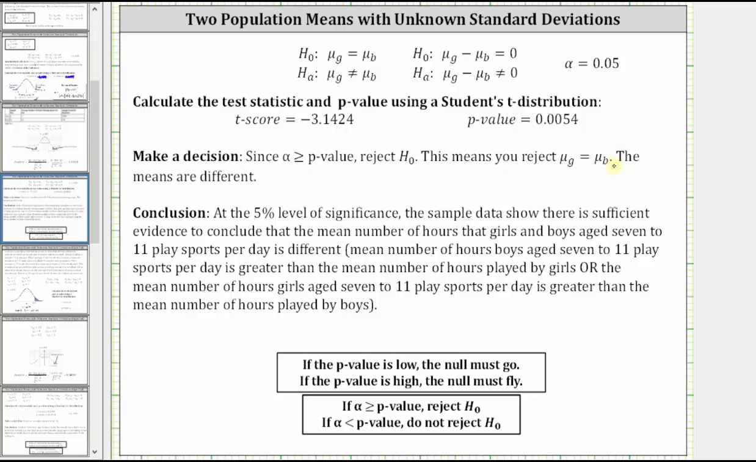Our final conclusion is, at the 5% level of significance, the sample data show there is sufficient evidence to conclude that the mean number of hours that girls and boys aged 7 to 11 play sports per day is different.